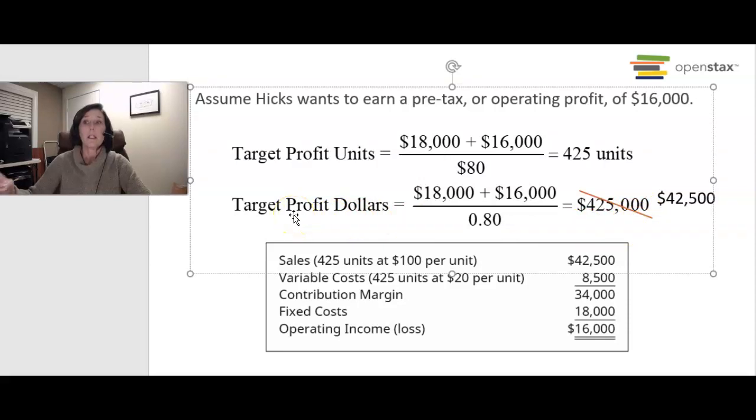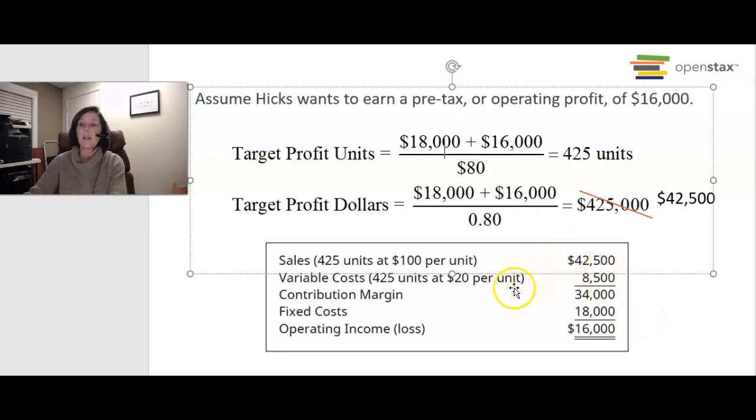Now let's say we need to figure out what we need to sell in terms of dollars in order to achieve that $16,000 in your pocket profit. So in this case, again, the numerator is exactly the same, 18,000 in fixed costs plus what we want to walk away with in profit, which in this case is $16,000. The denominator, on the other hand, is our contribution margin ratio, and that tells us that we need to sell $42,500 in order to be left with the $16,000 that we want in the end.